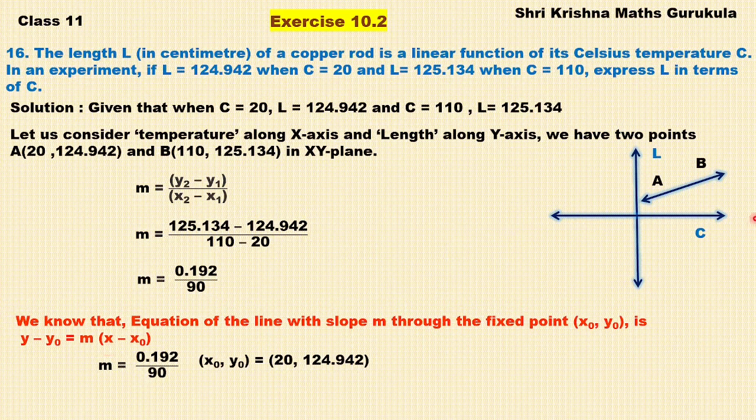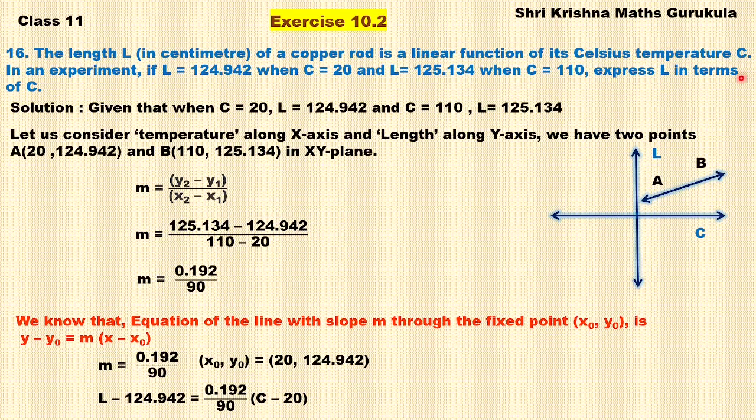So for x, this x coordinate term, that is C, and for y we will be substituting L. Okay, we have done that. And now for x naught and y naught, this term, and for slope, we are substituting this. So what do we get? L minus 124.942 is equal to 0.192 whole divided by 90 into C minus 20. So this is the expression.